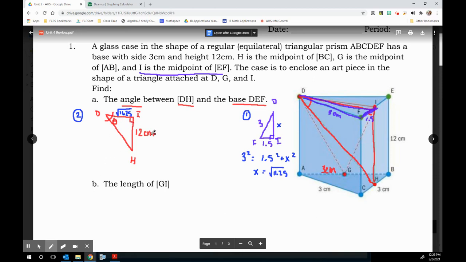So I have the opposite, that 12, and I now have the adjacent. Opposite and adjacent means tangent. So I'm looking for the tangent of theta, and it's going to be the opposite, which is 12, divided by the adjacent, which is the square root of 11.25. Remember, when you're looking for an angle, you need to use the inverse trig function. So I'll use the inverse tangent of 12 divided by root 11.25.